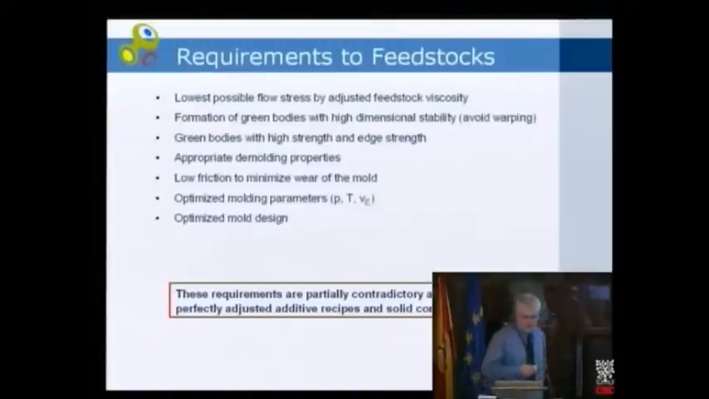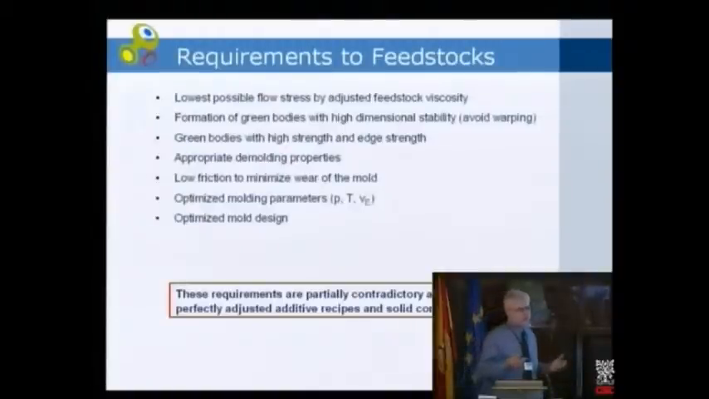So we start with the feedstock. Paul has given an example this morning. What is the requirement to an injection molding feedstock? We should have the lowest possible flow stress by adjusted feedstock viscosity. We want to form green bodies with a high dimensional stability, so we want to avoid warping, for example, during ejection out of the mold.